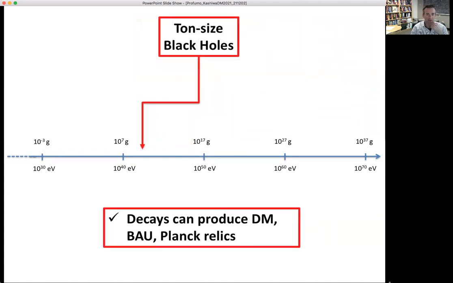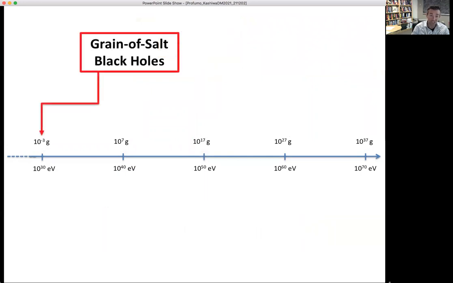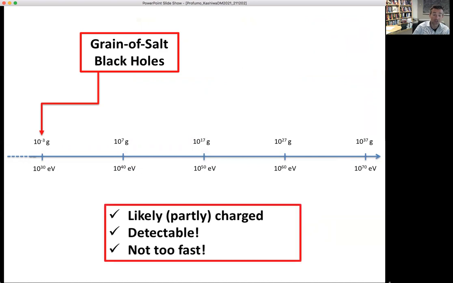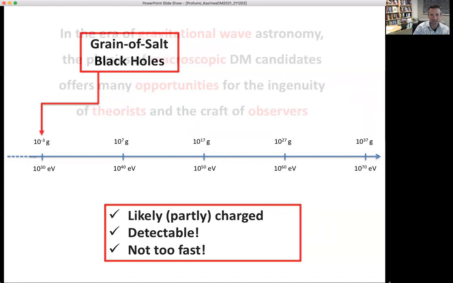Finally, ton-sized black holes whose decay produce dark matter can also produce baryogenesis through Kretschmann scalar coupling to B-L currents, and can produce dark matter also as a result of Planck relics of evaporation. In turn, these Planck relics might be detectable as long as they carry an electric charge. So they are detectable, presumably with paleo detectors, and generally they're not too fast.